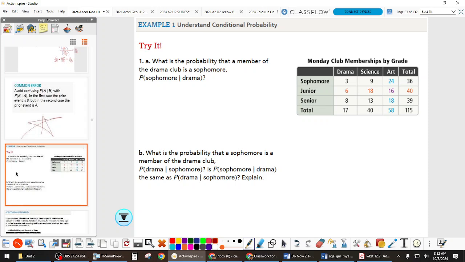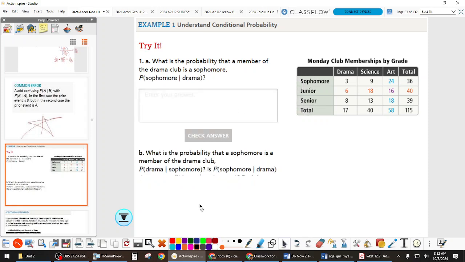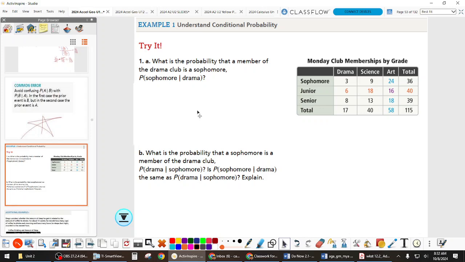All right, let's try a couple more with the same table. This time, don't shout it out. Just raise your hand. Can you see it? Let's see if I can make it bigger. No, I cannot, not without moving. It's just ugly. It says sophomore given drama. So just raise your hand when you can tell me.